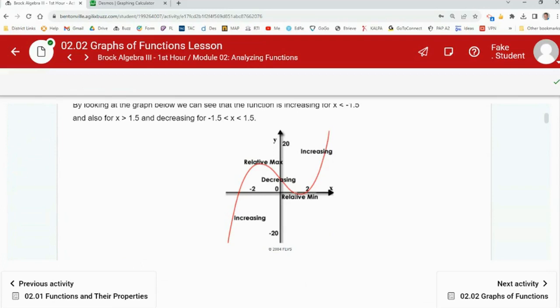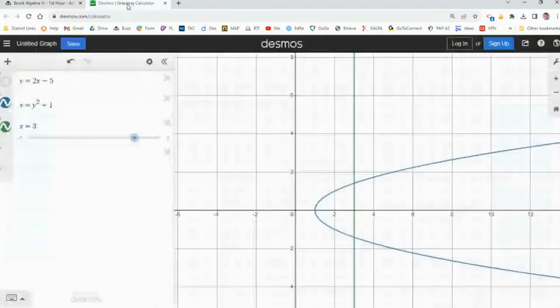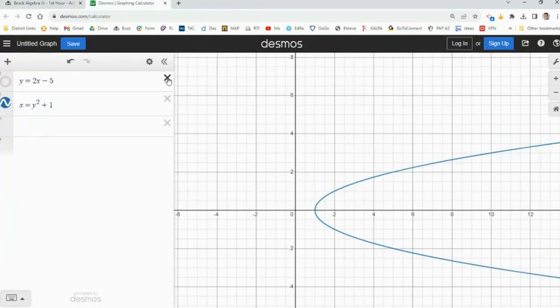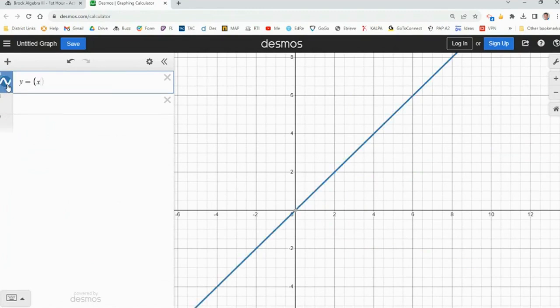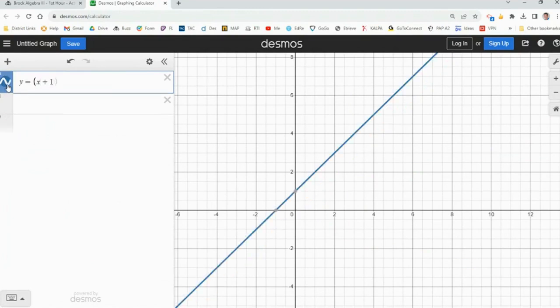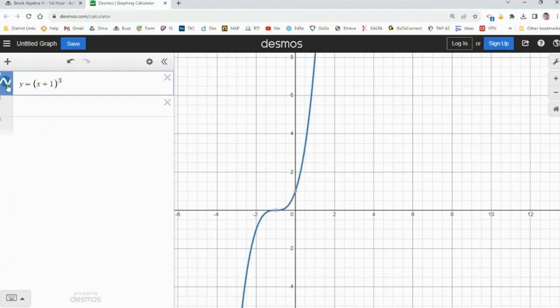Now it's going down. The y's are going down. Then they're going back up. So this has increasing, decreasing, increasing. Now, relative max, that means that's the maximum value. Let's see if we can create one over here. Let's get rid of this. Let's say y equals x plus 1 cubed minus 5. Nope. Minus x. There we go. That'll work. Okay.